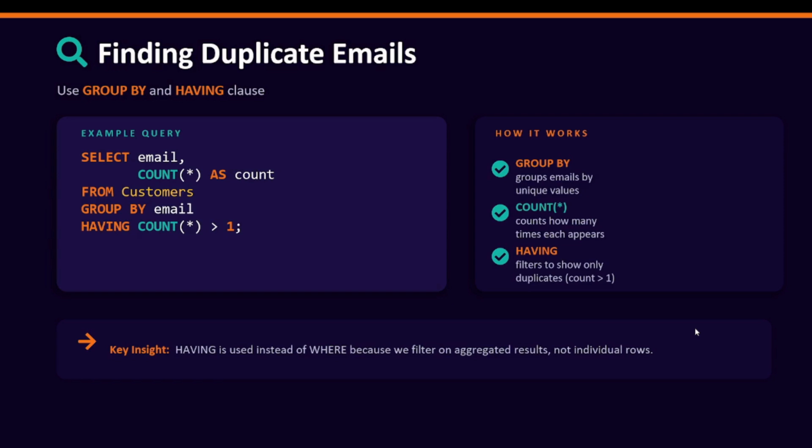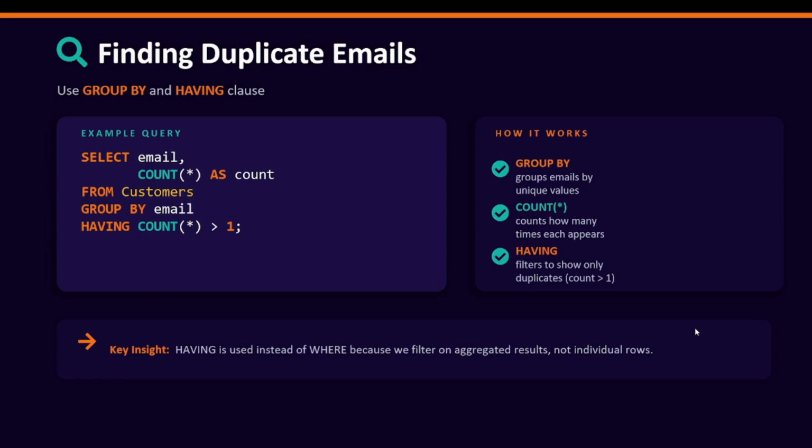We write: select email, count(*) as count from customers group by email having count(*) > 1. Now, let's understand exactly what each part of this query is doing.